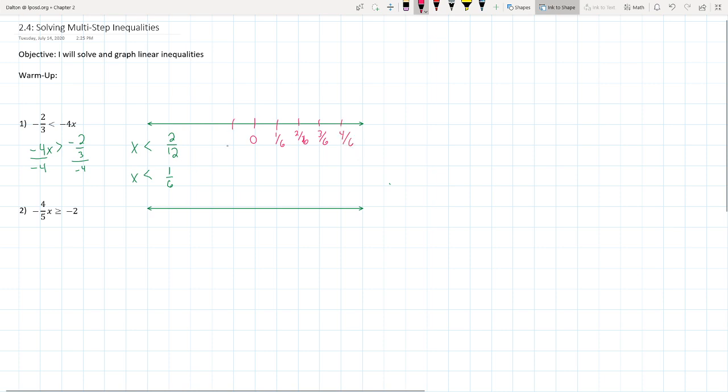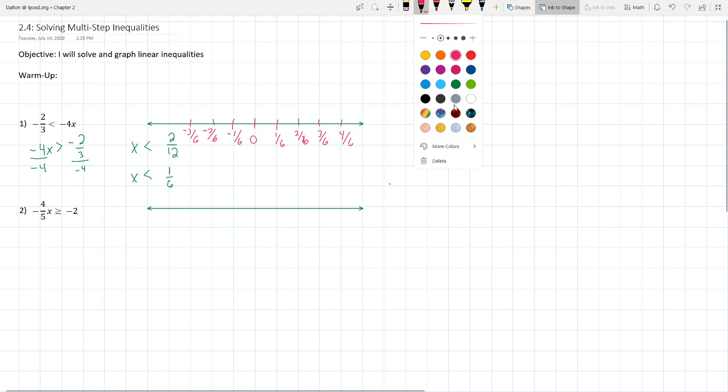And I'm going to go the same way in the other direction, negative 1 over 6, negative 2 over 6, negative 3 over 6. And so I can actually graph this pretty accurately now instead of just guesstimating where it's at.